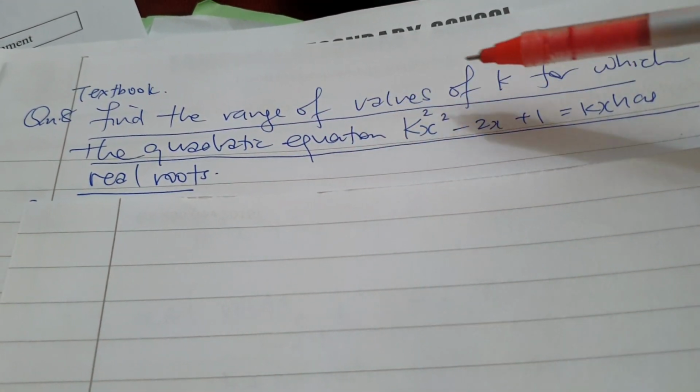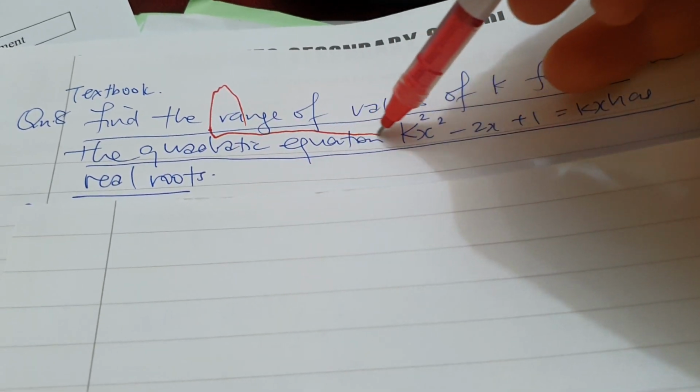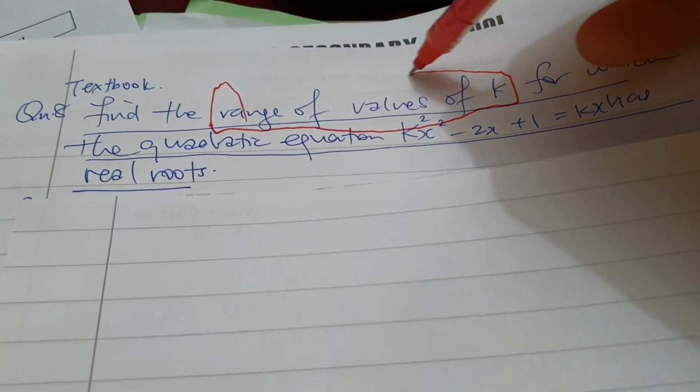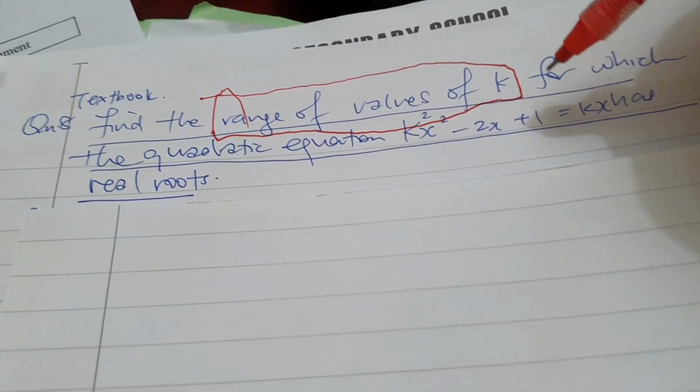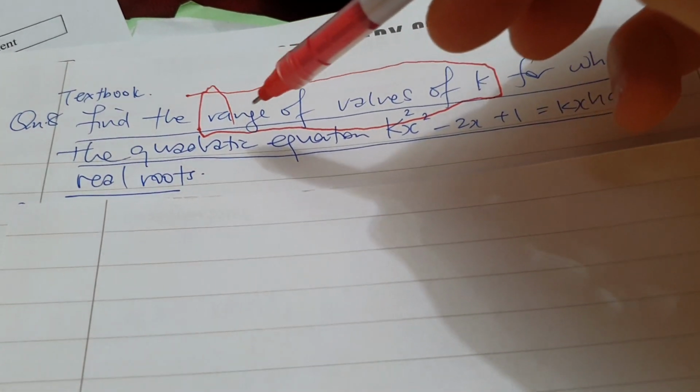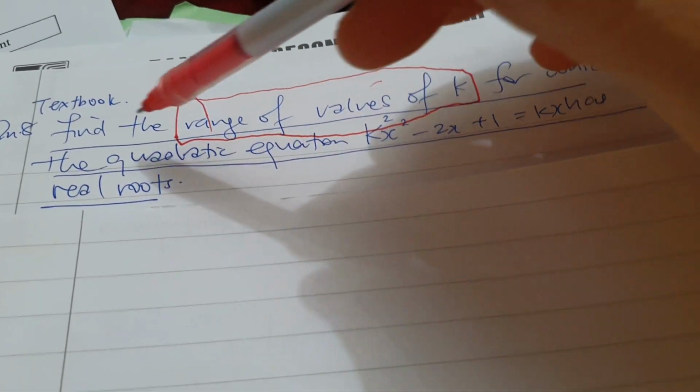Find the range of values of k. This phrase means that your final answer has to be a range, meaning there will be inequality signs involved, for which the inequality must be in terms of k. I forgot to mention just now.